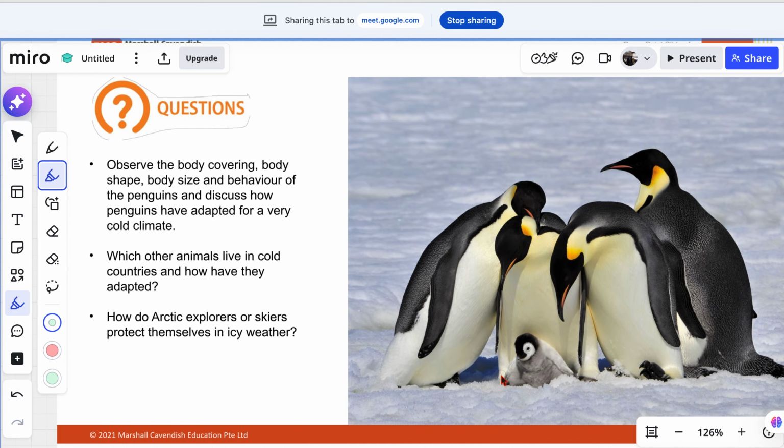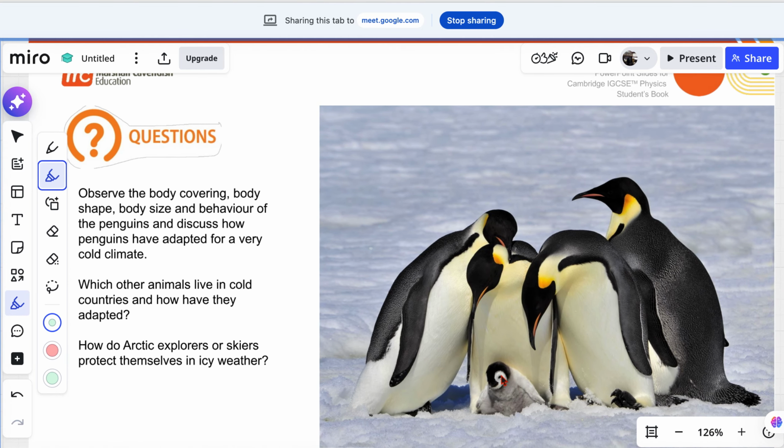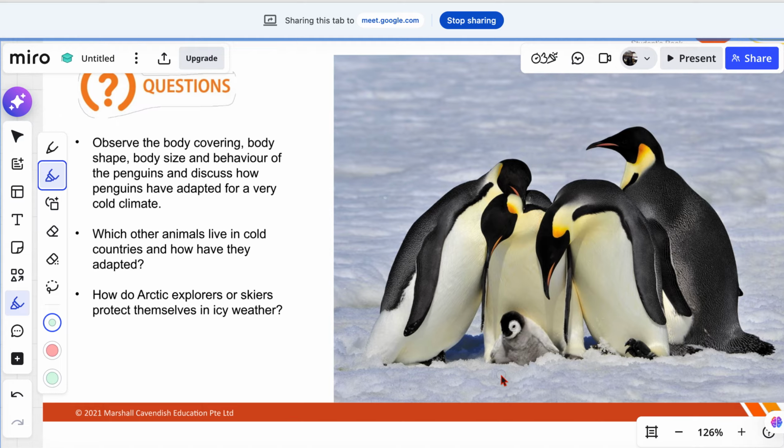Now, in this chapter, there are basic things we're going to look at. You can see a penguin, right? We observe the body covering. Here are some questions you can ask yourself: observe the body covering, body shape, body size, and behaviors of penguins, and discuss how these penguins have adapted for a very cold climate, and how they have characteristics that enable them to adapt to very cold climates.